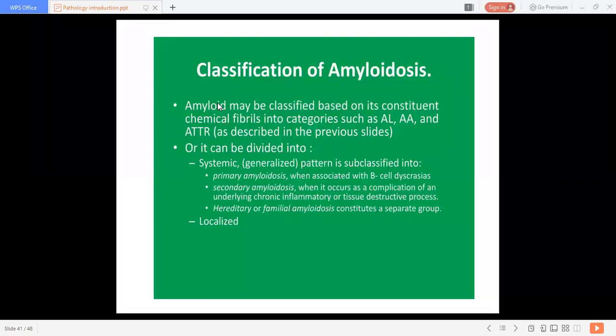So we are going to discuss this amyloidosis. I'm going to call the meeting again in a few minutes. You can join that meeting. Try to join again, on the same link. Try to tap on the same link. We will try. Okay, we will see what happens. Okay, ma'am.